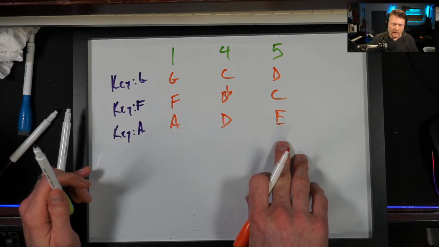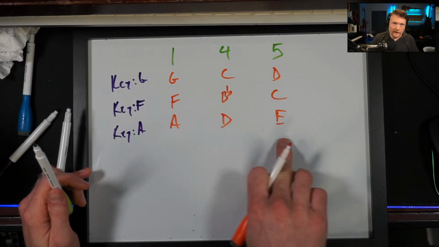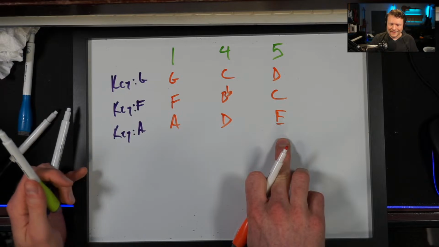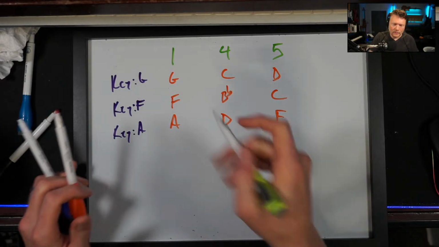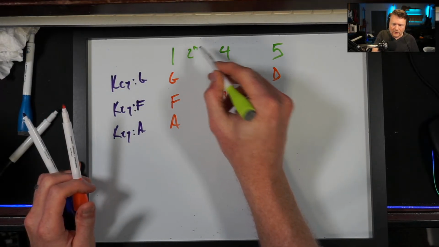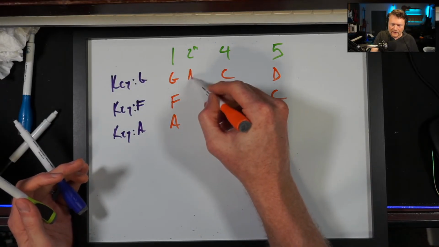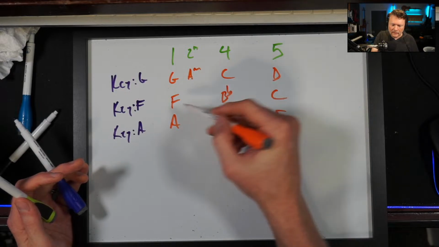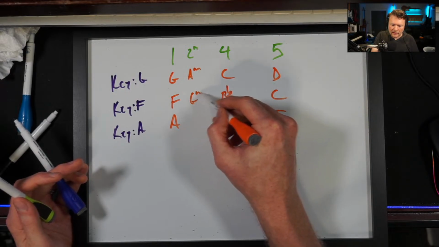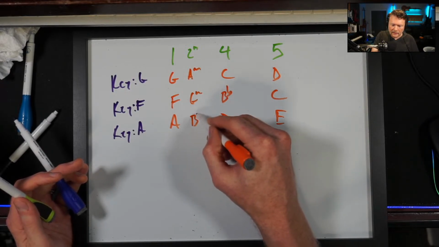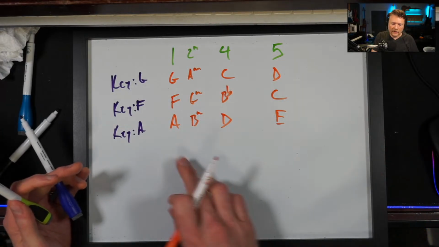Now again, when you have the 1, 4, 5 down, it's not too hard to put in the minor 2. I know the 1, so obviously the 2 is going to be A minor. The 2 here is going to be G minor. The 2 here is going to be B minor. Well, that was pretty easy because you already had the 1 down.